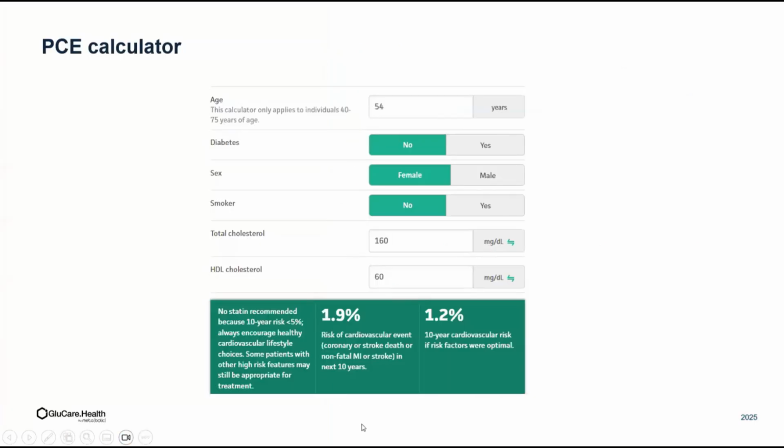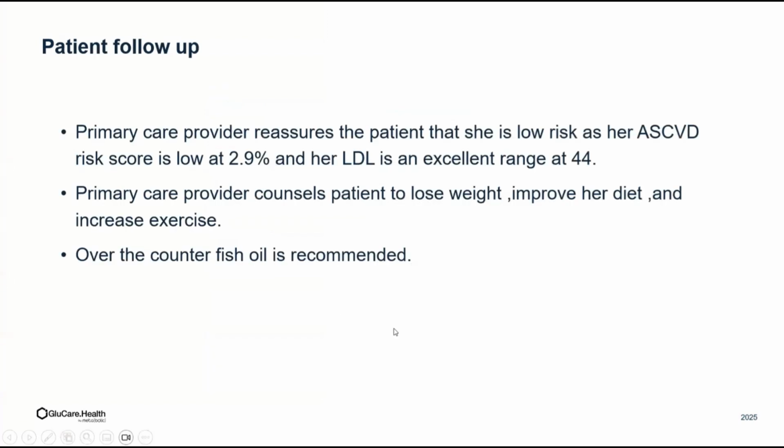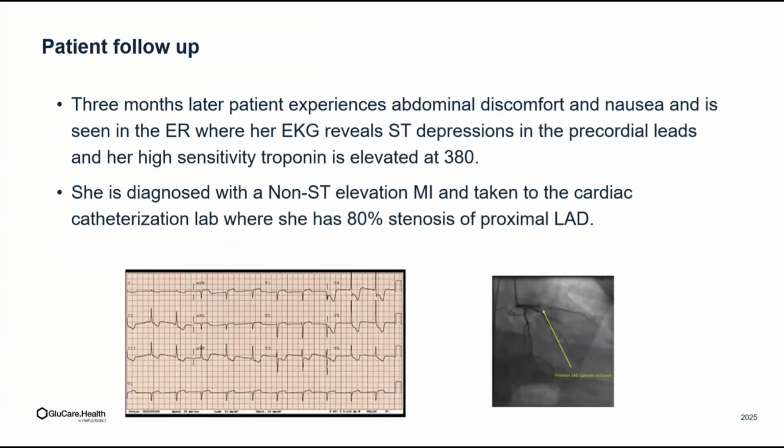And as you can see, when we enter all this information in the Pooled Cohort Equations calculator, the patient is just low risk because the calculator is not assessing her risk accurately. So therefore, no statin is recommended for this patient. The primary care physician just reassures the patient, prescribes over-the-counter fish oil, and then we fast forward like 3 months. Unfortunately, the patient has a cardiac event 3 months afterwards.